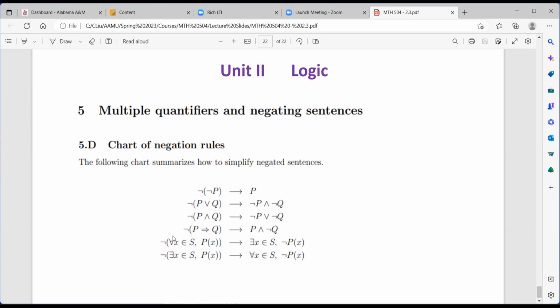All right. And the last two is just negation of statements with quantifiers we just talked about. So if you try to negate statements with a universal quantifier, so this P(x) is just a sentence, but with the universal quantifier, it becomes a statement. Okay, so what you do, you're going to change the universal quantifier to the existential quantifier and negate the sentence P.